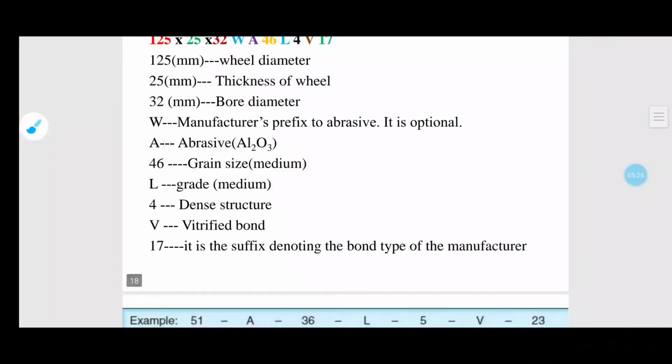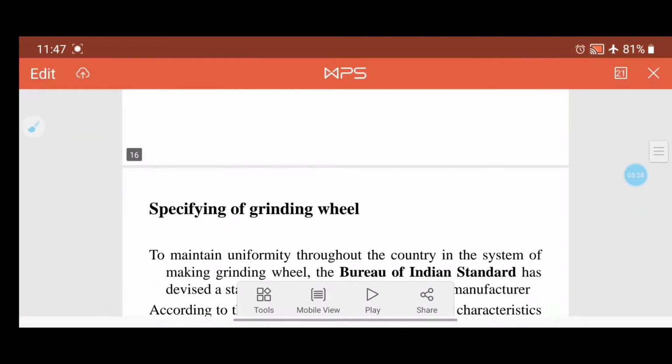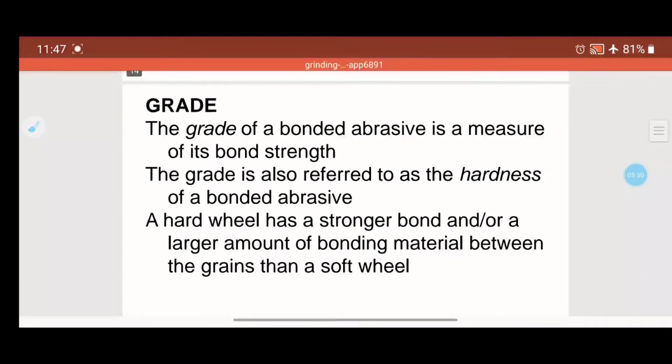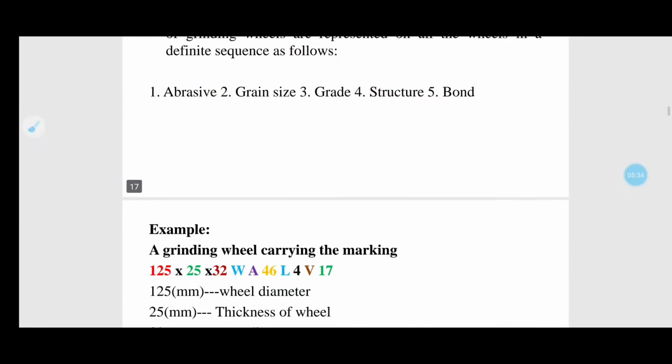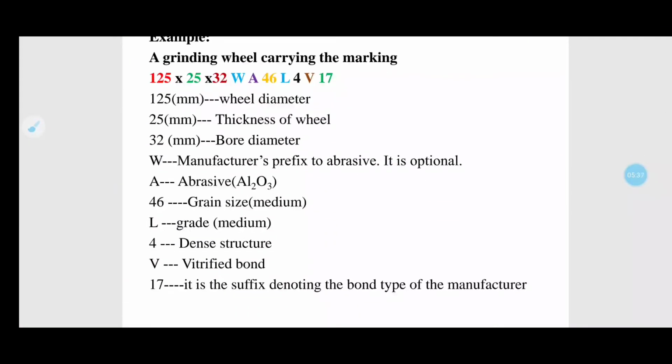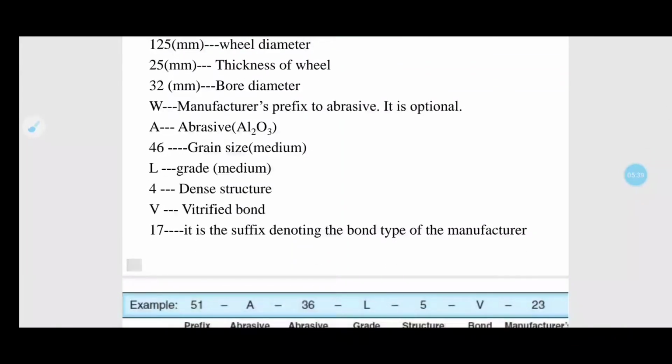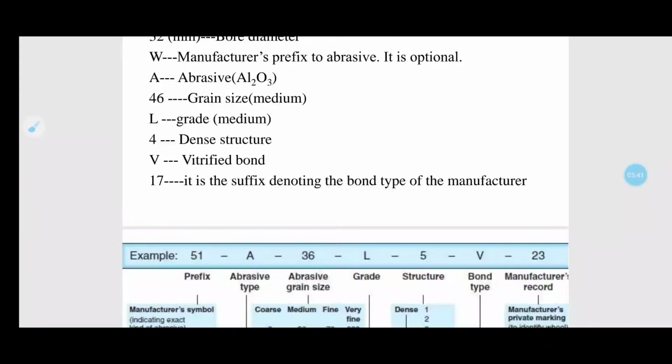Next one would be the grade, medium grade. Here we can see the grade, the hardness of the bond, so medium grade is what we will be using. The next one is the dense structure, vitrified bonds. Notice the suffix denoting the bond type of the manufacturer.